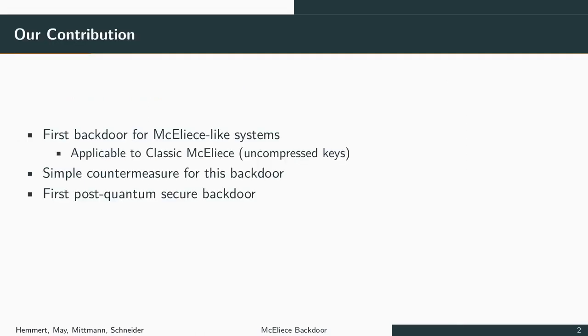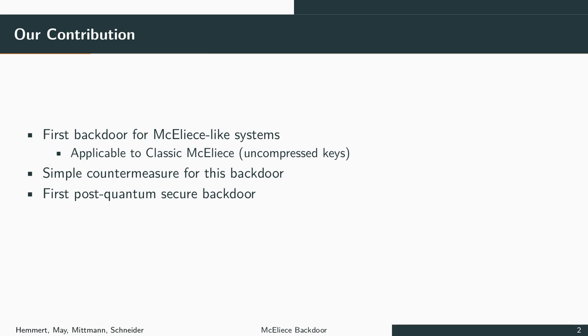In our paper, we contribute the first backdoor applicable to McEliece-like systems. This also includes the NIST PQC submission Classic McEliece for instances where no key compressions are used. We also show that for the legitimate user, it is easy to protect against implementations of this backdoor besides the typical call for code reviews.